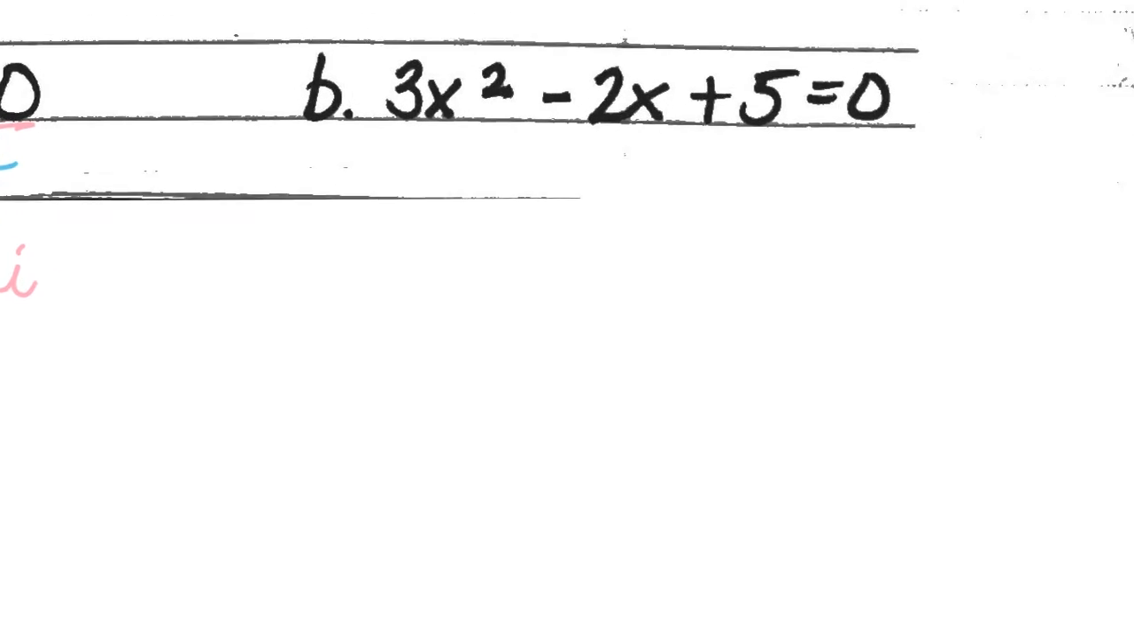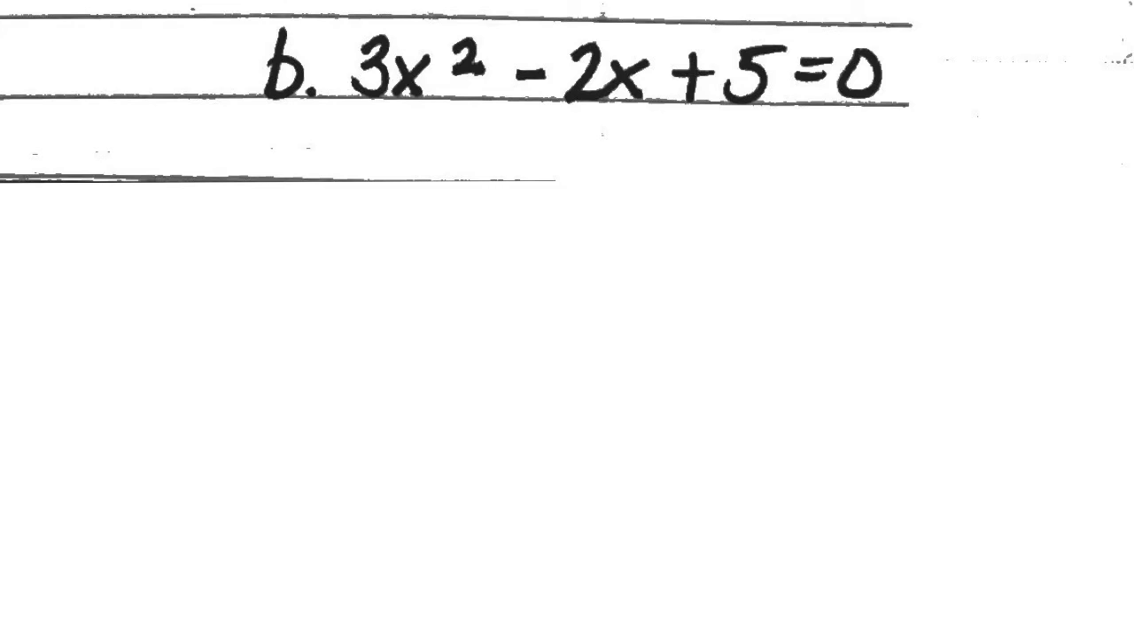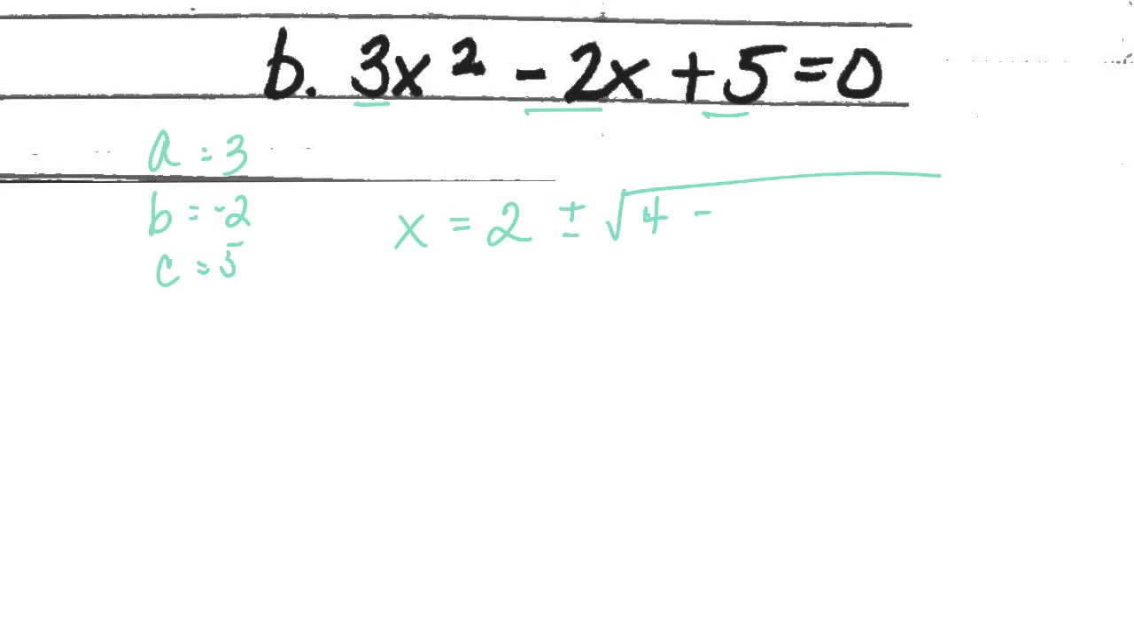What about this one? How do I solve this one? What would you guys do? I would probably use the quadratic formula. My a is 3. My b is negative 2. My c is 5. X is equal to opposite b plus or minus square root. Well, b squared is 4 minus 4 times a times c all over 2a.